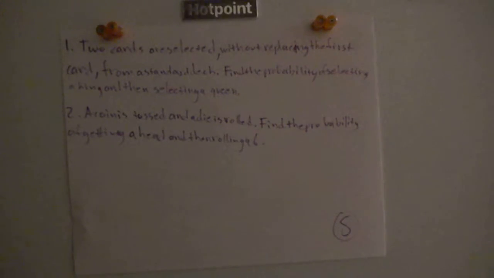So, for our first 2 questions, 2 cards are selected without replacing the first card from a standard deck. Find the probability of selecting a king and then selecting a queen. In our second question, a coin is tossed and a die is rolled. Find the probability of getting a head and then rolling a 6.